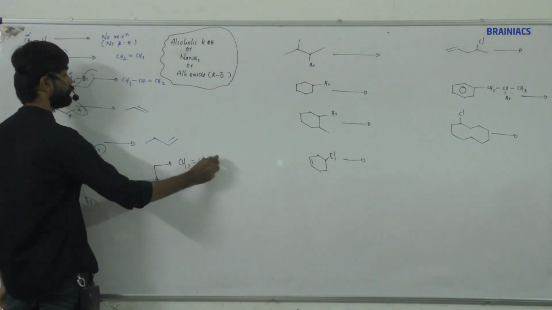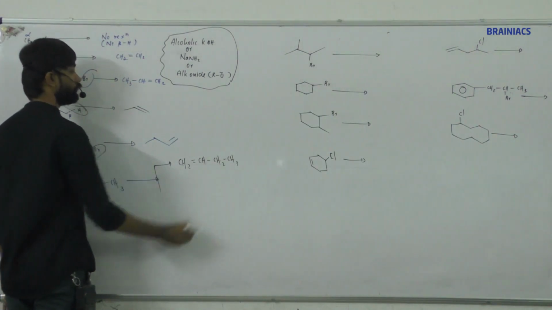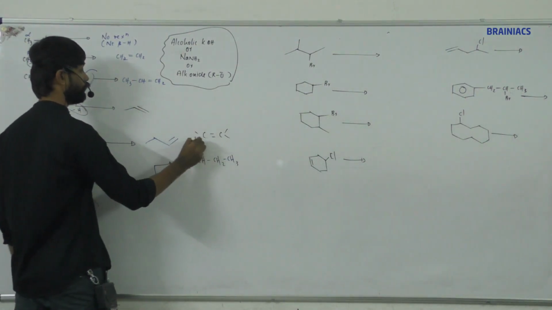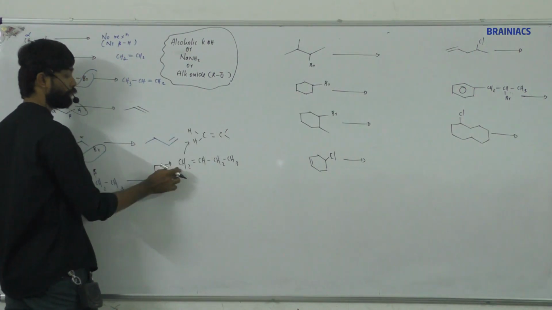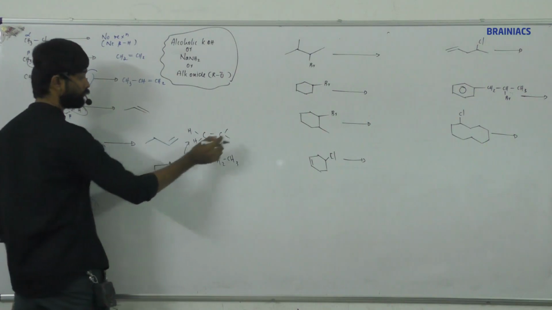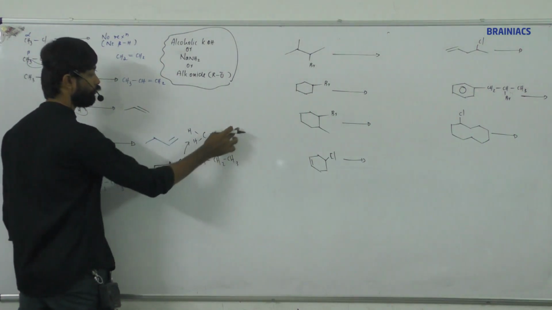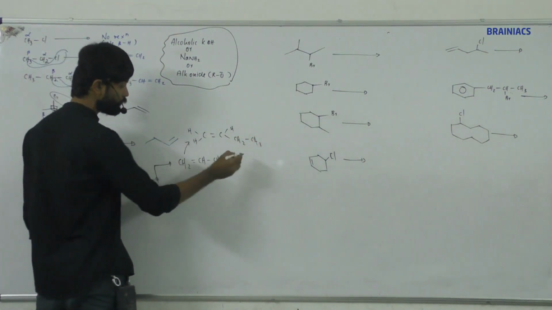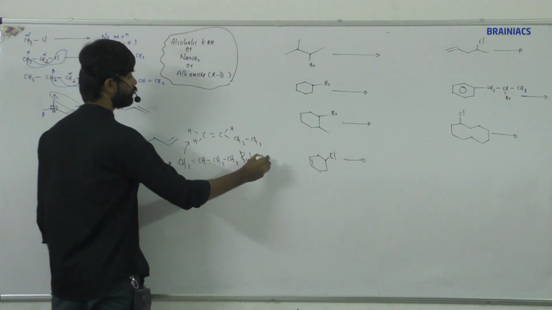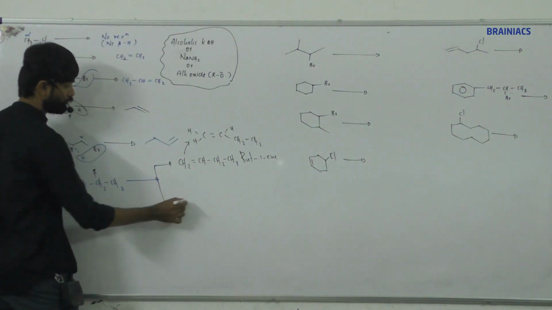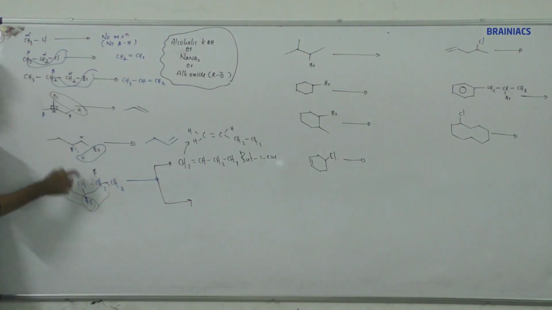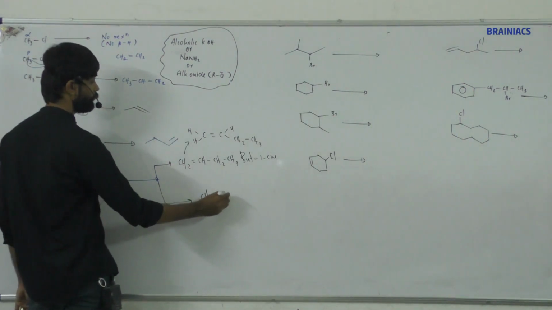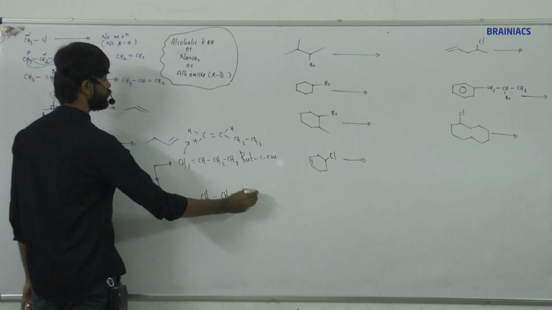CH2 double bond CH2, and this is butene, right? Sorry, butene, where this terminal double bonded carbon has two hydrogens, and this carbon has a hydrogen followed by an ethyl group. Ready? The molecule is butene. What about the next chance? Elimination may be through this. So CH3 CH double bond CH3.